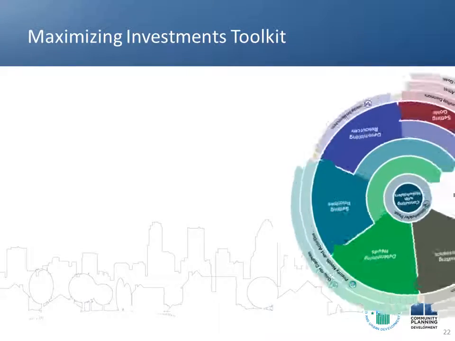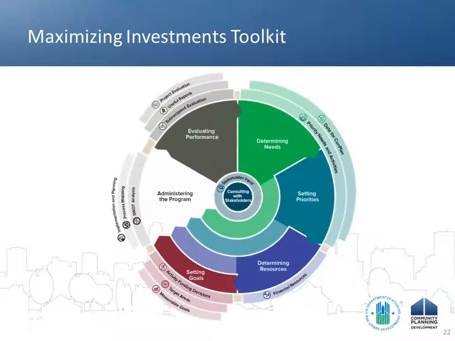To help its grantees customize their own approach to maximizing investments, HUD created the Maximizing Investments Toolkit. The toolkit includes over 20 tools and products designed to support the consolidated planning process. Specifically, the products provide guidance to grantees on how to use information gathered throughout the process to inform their investment decisions. They include guidebooks, user-friendly spreadsheets, checklists, a case study, and Prezi.